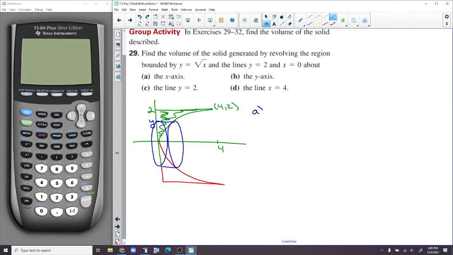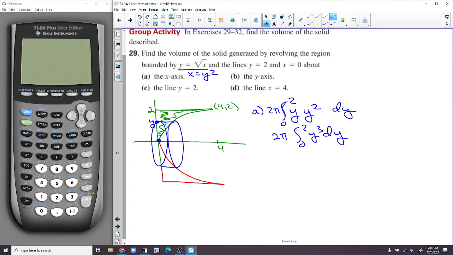So letter A, 2 pi, integral 0 to 2. The radius, we rotate around the x, so the top is y, the bottom is 0, which is y. And then we're picking y values. We're going to integrate with respect to y. I need that to say x equals. So x equals y squared. There's the height of the cylinders. 2 pi, 0 to 2 of y to the third dy.